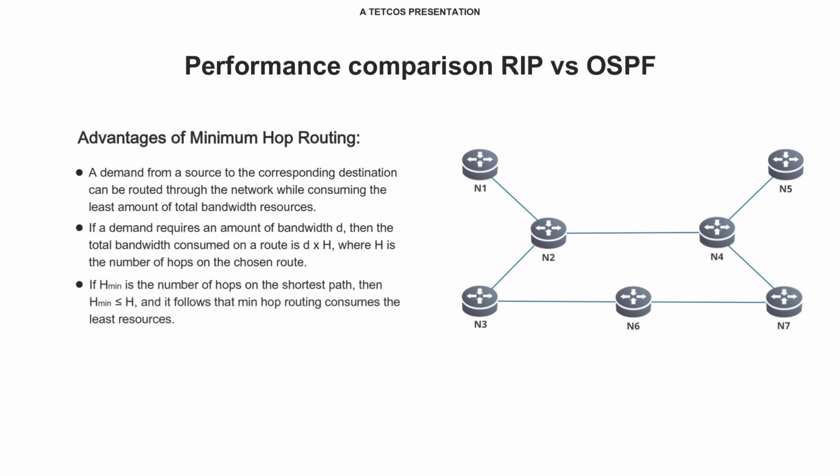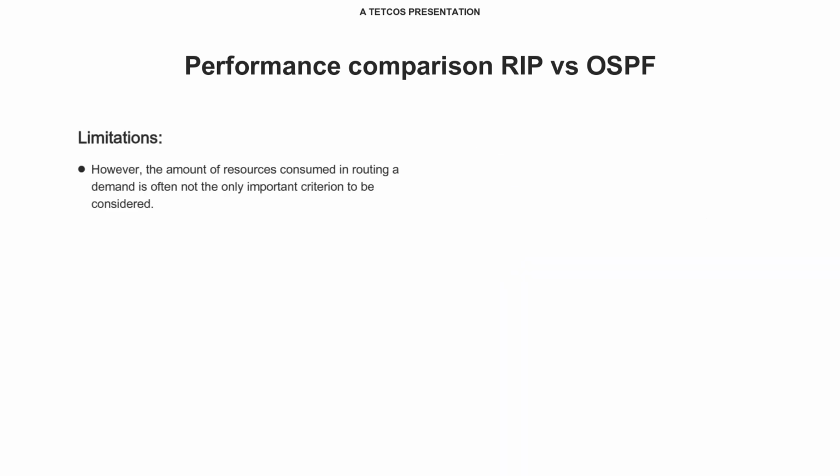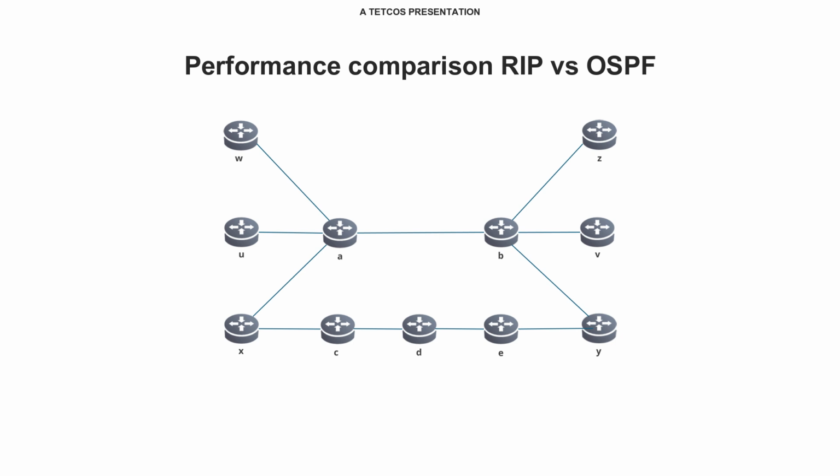If H-min represents the minimum number of hops for the shortest path, then H-min is less than or equal to H, meaning minimum hop routing optimizes resource usage. Limitations. However, bandwidth consumption is not the only factor in determining an efficient routing strategy. Let's take an example to compare the performance of RIP and OSPF to demonstrate the differences between these two protocols.